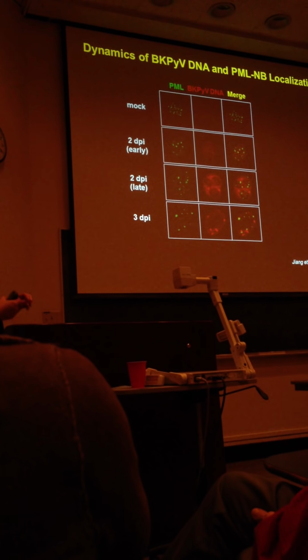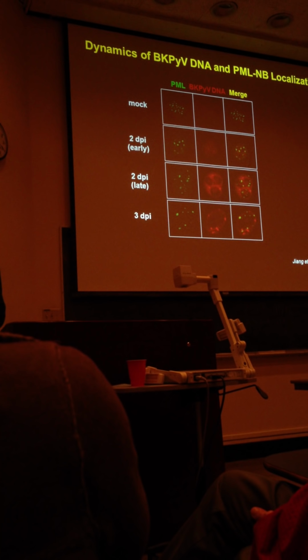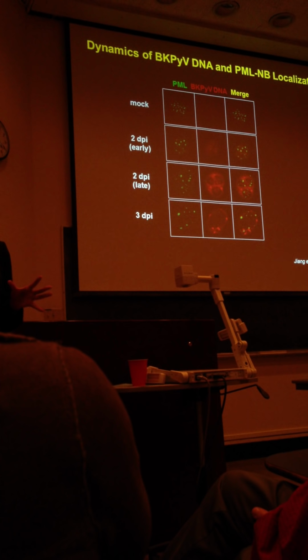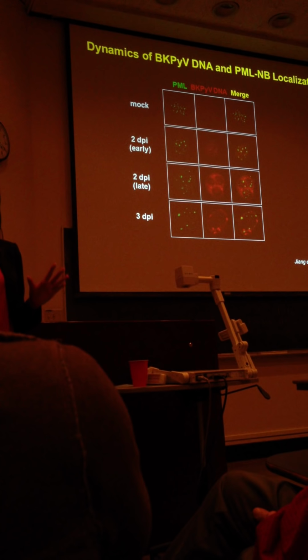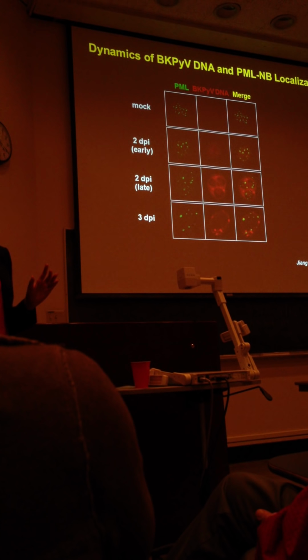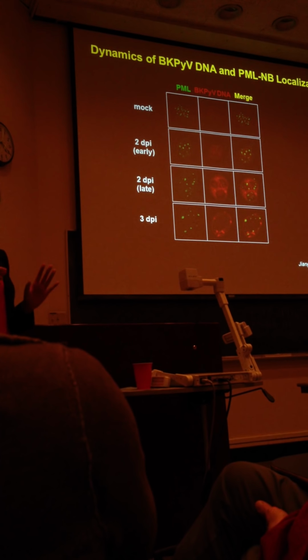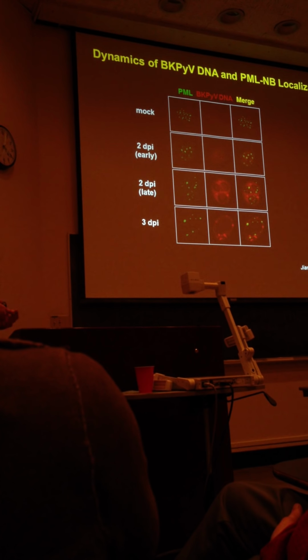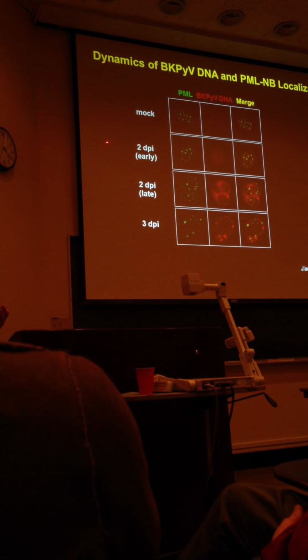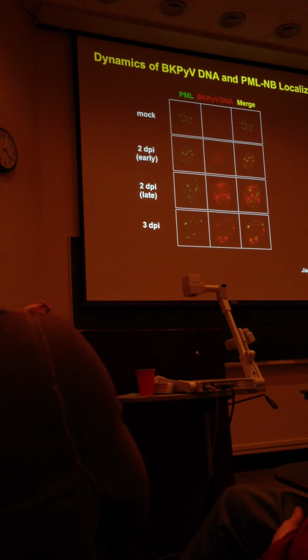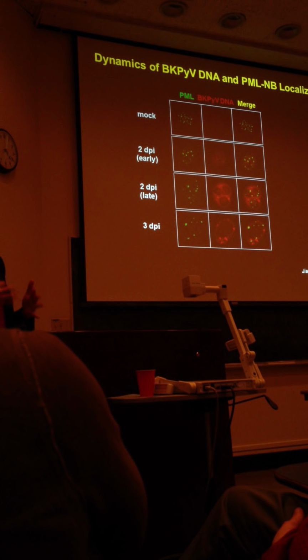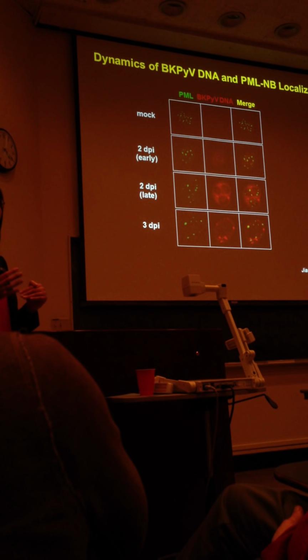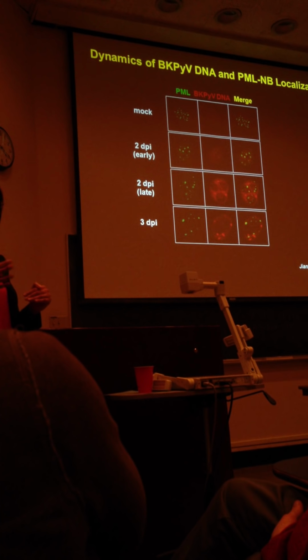Next, we also looked at the localization between the viral DNA and PML nuclear bodies. Here, I'm using fluorescent in situ hybridization to visualize the viral DNA in the nucleus. I'd like to point out that, because of the sensitivity of this assay, we're only able to detect viral DNA present at either 2 days or 3 days post-infection, presumably representing newly replicated viral DNA. We're not able to detect input DNA using this method.